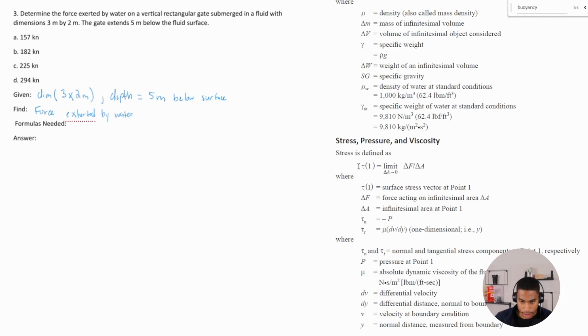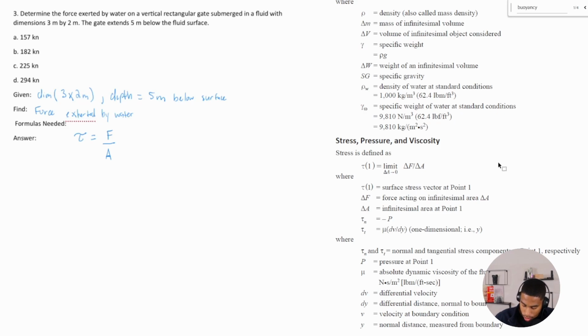So let's start with T, or the stress, is equal to the sum of the forces over this, or the change in force over the change in area. So formula number 1 needed would be stress is equal to, we don't have a change in force and we don't have a change in area, so it's going to be F over A. Okay. All right.